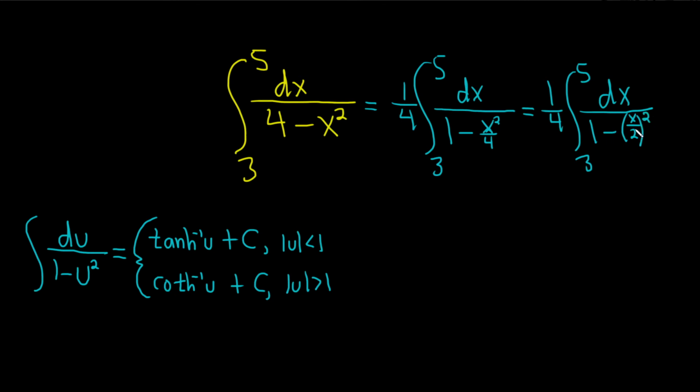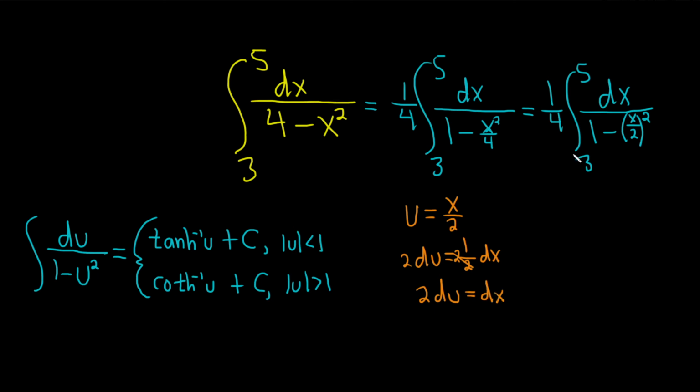So now we can make a u substitution, right? We're trying to make it look like this. So let's do that. We'll let u be equal to x over 2. So that means that du, well, the derivative of x is 1, so we just get 1/2 dx. There is no 1/2 in our integrand, so we need to get rid of this 1/2. So we just multiply both sides by 2. So we get 2 du equals dx.